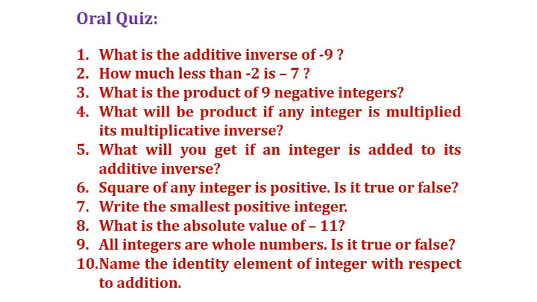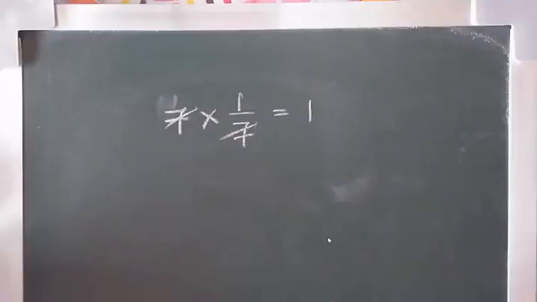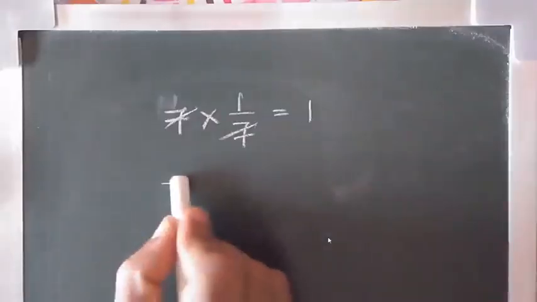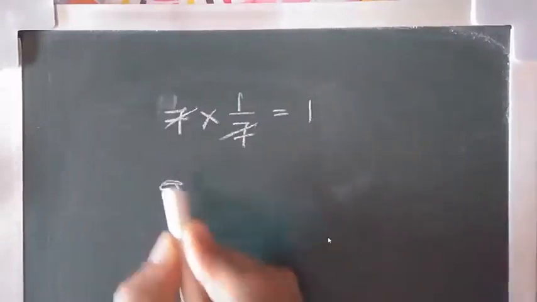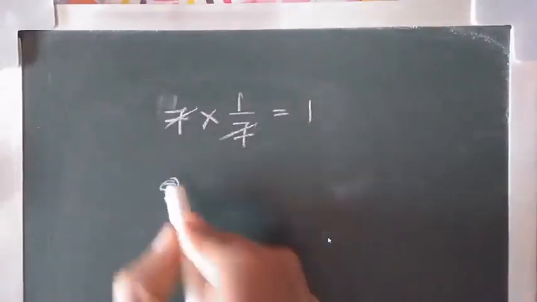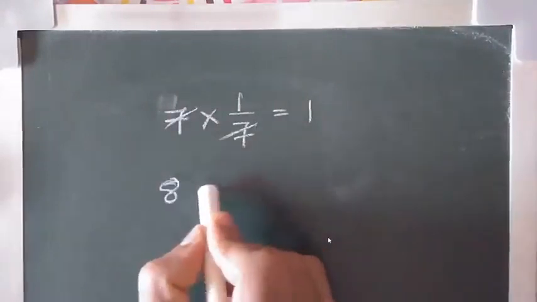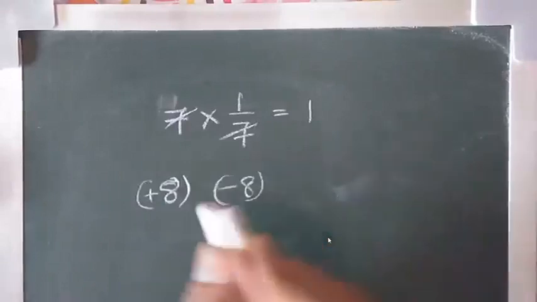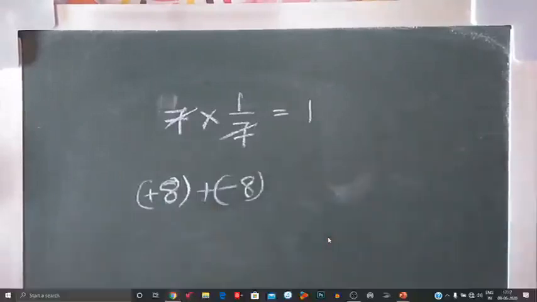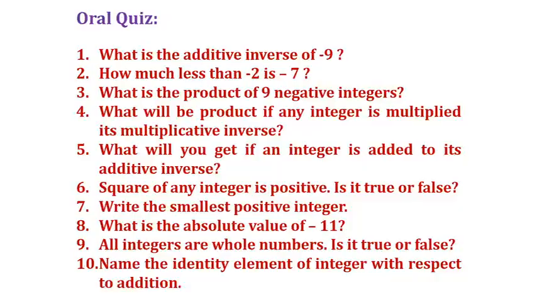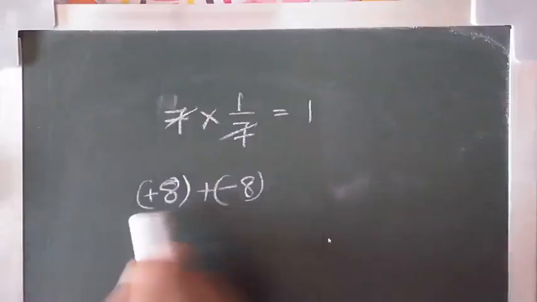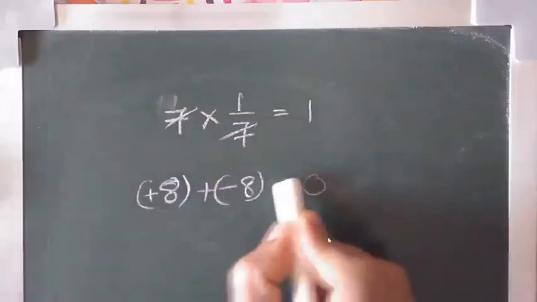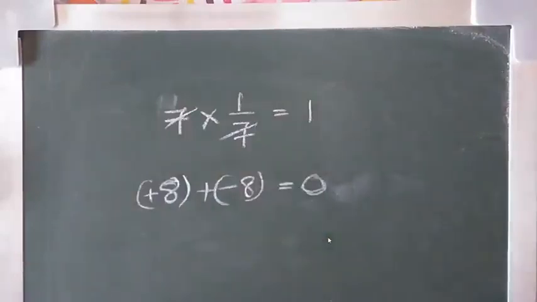So the product of an integer and its multiplicative inverse is 1. 1 is the answer. So what will you get if an integer is added to its additive inverse? If I am taking 8, what is the additive inverse of 8 here? Plus 8. Additive inverse is -8. If I am adding these two, you will get 0. So 0 is the answer.